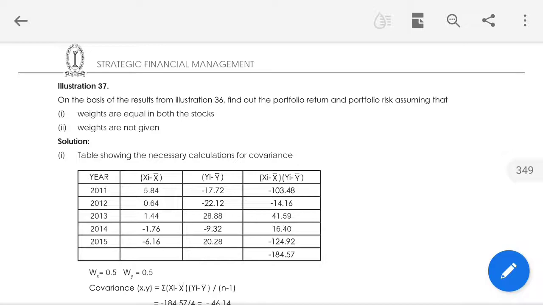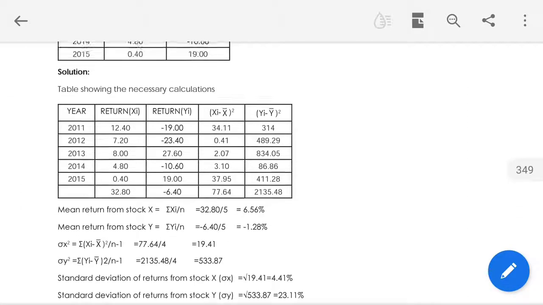Question number 37. According to the question, on the basis of results from illustration 36, find out portfolio return and portfolio risk, assuming that weights are equal in both the stocks. It means if there are two securities, we invested 50% in security A and 50% in security B. When it comes to the second scenario, weights are not given. So let's go to question number 36 and quickly see the values.